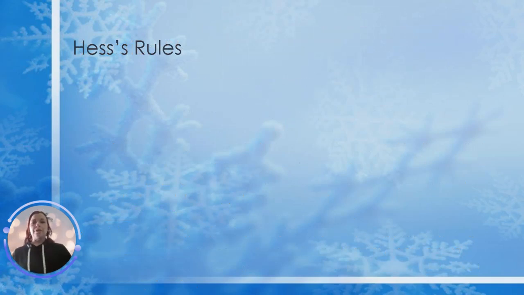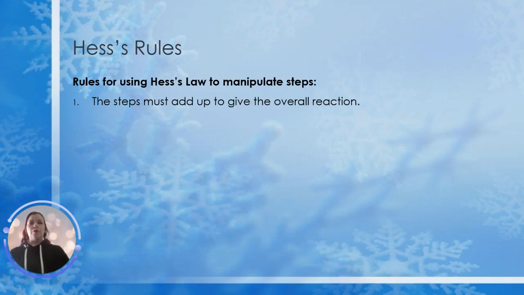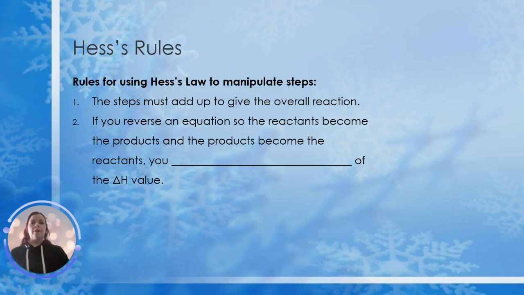So let's think about the rules of Hess's law. So first of all, the steps must add up to give the overall reaction. If the steps don't sum stoichiometrically to give the reaction, then you don't have a series of steps that matches your beginning and end, and it's not applicable. Number two, if you reverse an equation so that the reactants become the products and the products become the reactants, you flip the sign of the delta H value, and that should make sense to you.